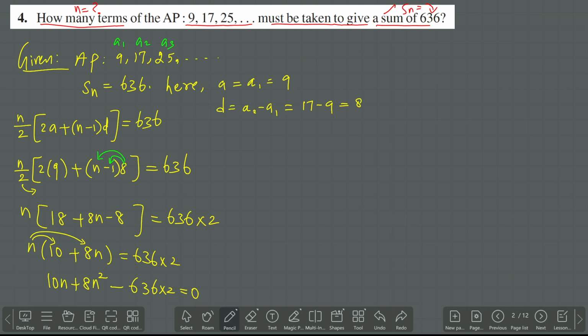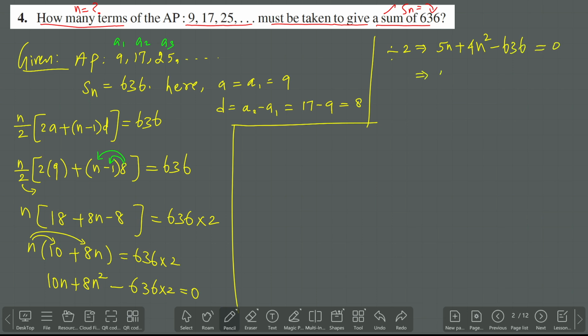Always don't try to bring a big number. Let it be. When we divide it, 2 and 2 will cancel. Then why do we have to multiply? Don't waste your time. You go as it is. Now, when we divide by 2 on both sides, so what am I getting? 5n plus 4n square minus 636 equal to 0. Arrange: first n square, next n, next constant equal to 0.